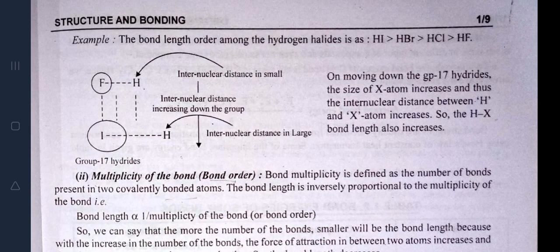For example, the bond length order among the hydrogen halides is HI greater than HBr, then HCl, then HF. On moving down group 17 hydrides, the size of the X atom increases and thus the internuclear distance between the H and the X atom increases. So the HX bond length also increases.